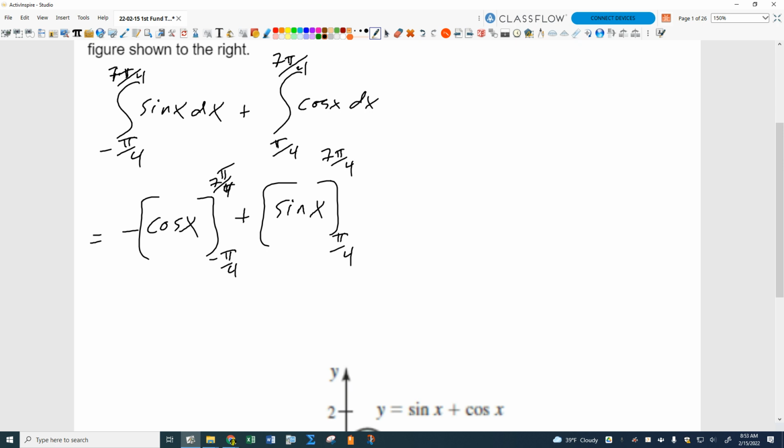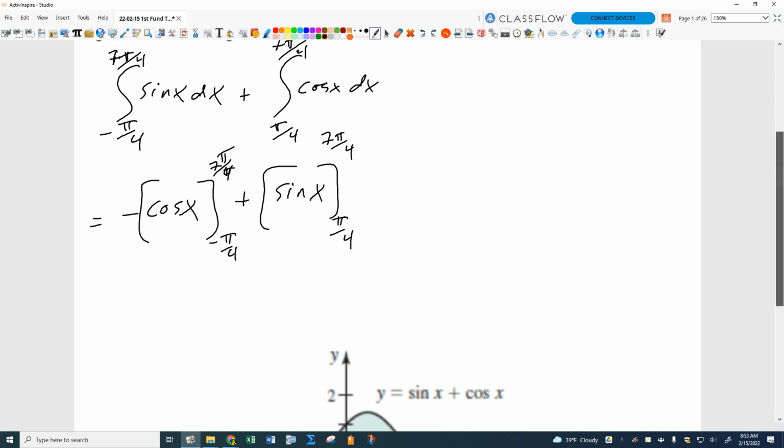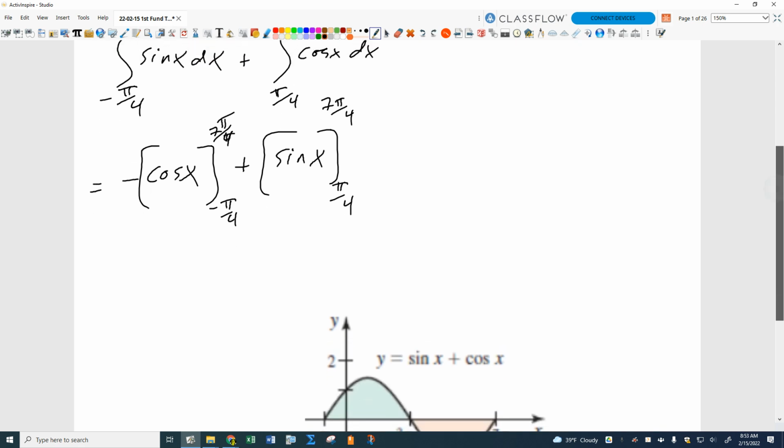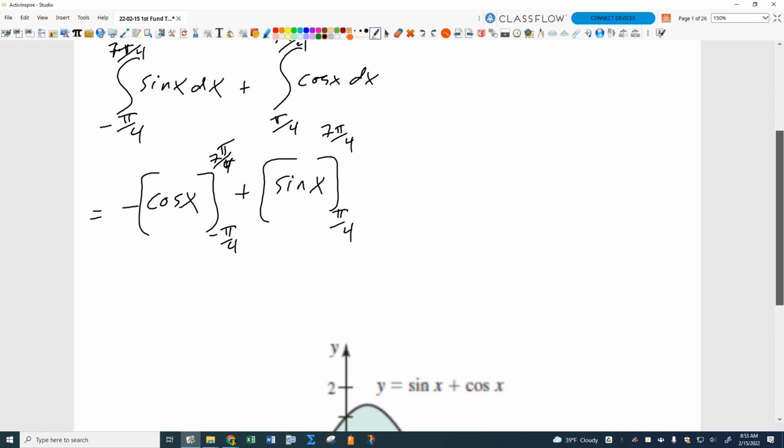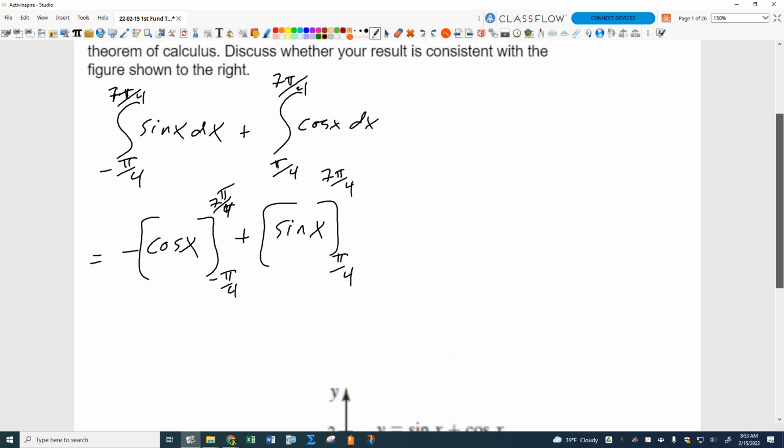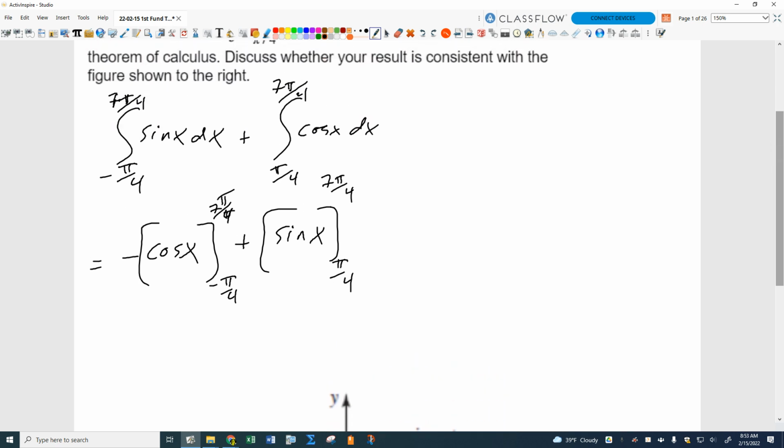Let's color code these a little bit. Let's see, what do I want to do? I'm just going to do this. There's really no benefit for doing it this time. Let's just go like this.